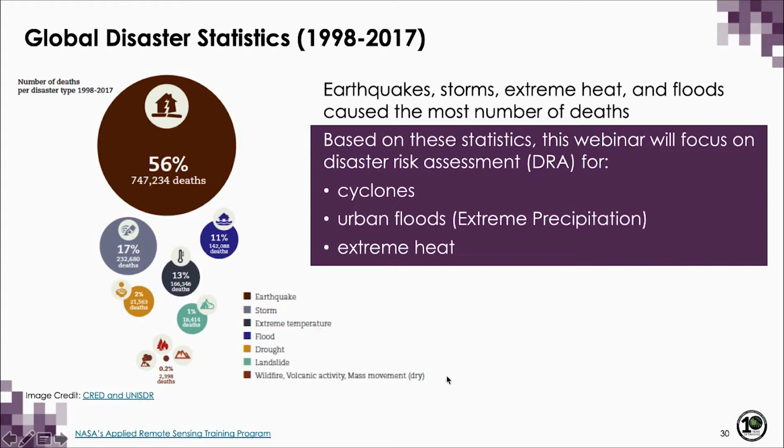Based on these statistics, for this webinar series we're going to focus on three hazards: cyclones, and urban floods. We're going to talk about extreme precipitation and focus on urban flooding, and extreme heat. So these are the hazards that we will be focusing on.